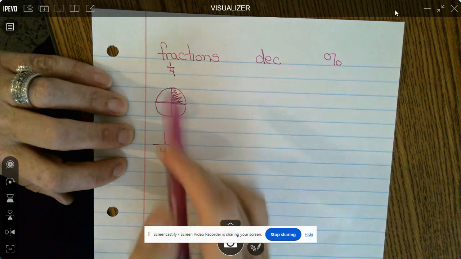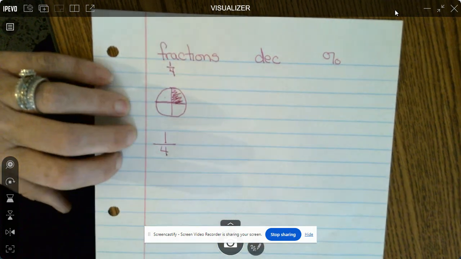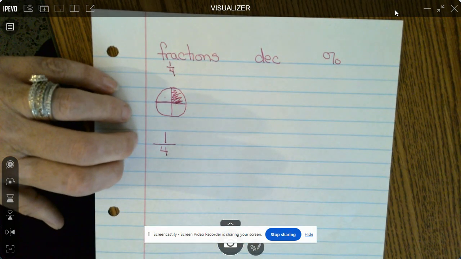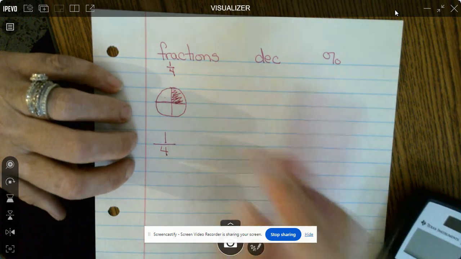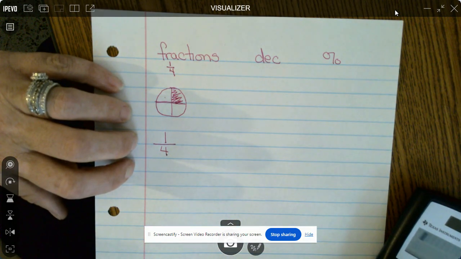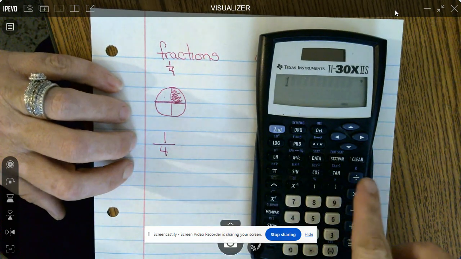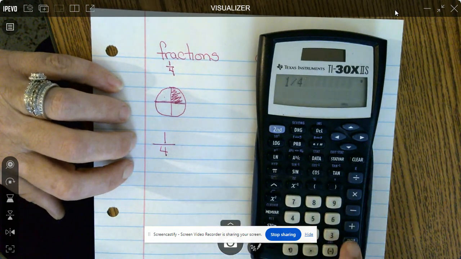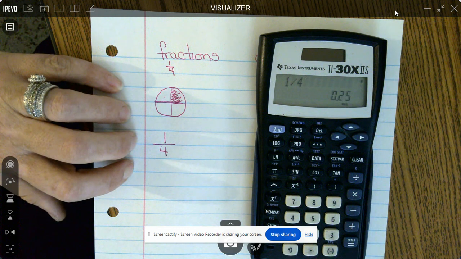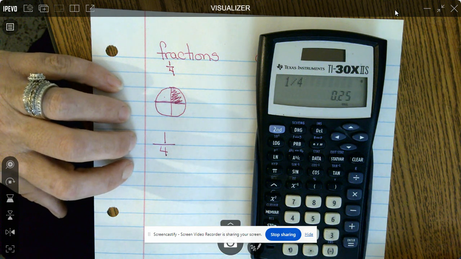All right. So I have a fraction right here of 1/4. For you guys to figure it out in decimal form, all you're going to do is simply take your numerator of 1, divide it by your denominator, 0.25. And that's how you guys figure out where your decimal is.